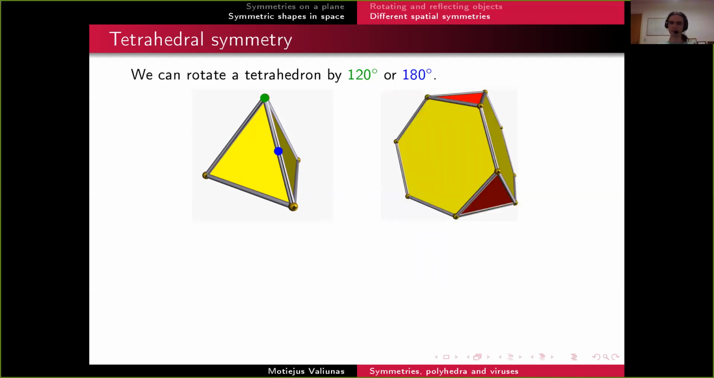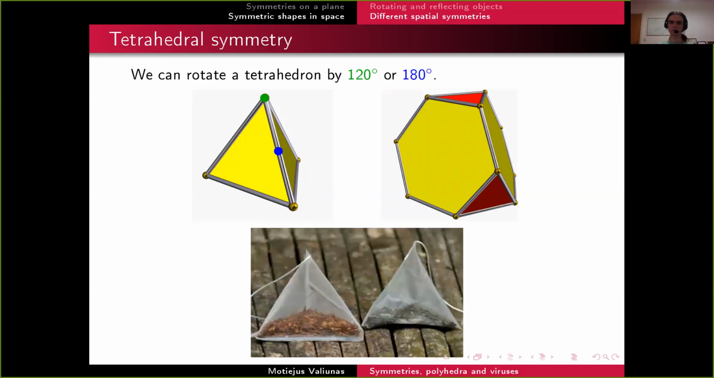And we can have various polyhedra, so that's another polyhedron which has tetrahedral symmetry. Although it looks different, for instance, it has hexagons as faces, whereas the tetrahedron doesn't, it has the same symmetry. And as for real-life objects, we cannot see too many of them, but there are some objects like for instance, what are called pyramid teabags, maybe you have seen, which have tetrahedral symmetry. So that's about tetrahedral symmetry.